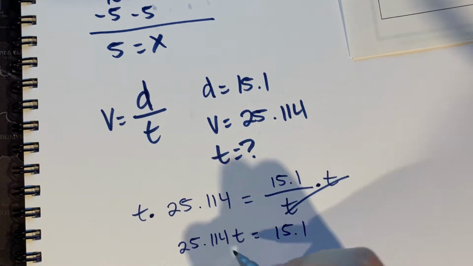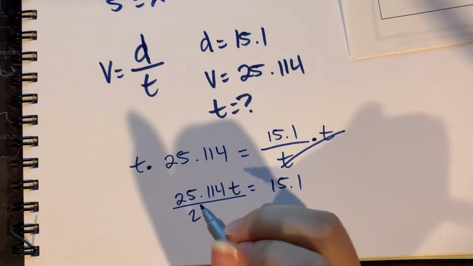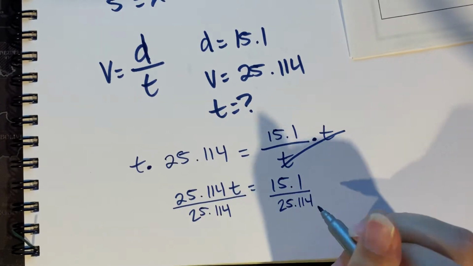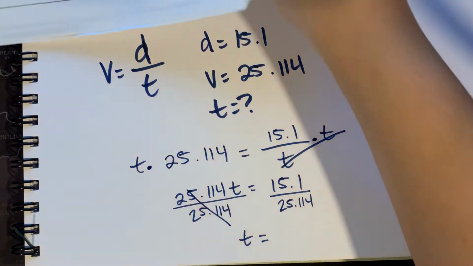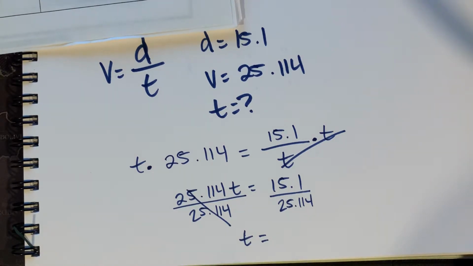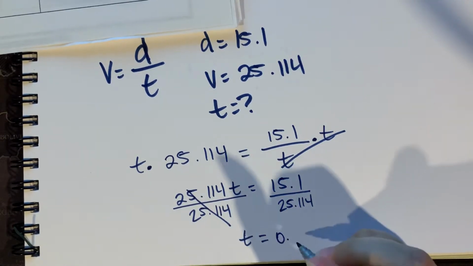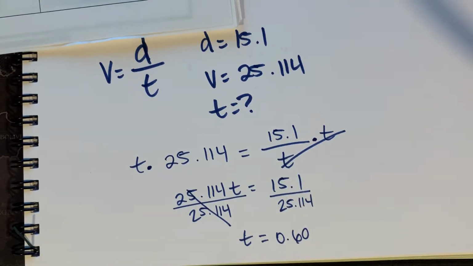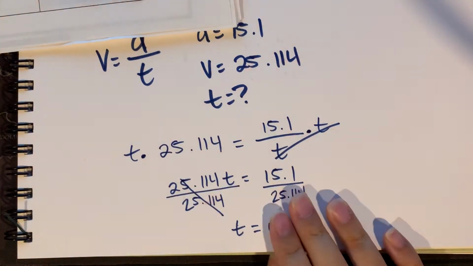Now I'm going to continue to try to get t by itself. Because these two are being multiplied, all I have to do is divide by 25.114, which cancels out on this side. You're left with t is equal to 15.1, put in my calculator, divided by 25.114. So t I should be getting is 0.60, we're going to round it. Some of y'all, I'm pretty sure you did 0.601. That's fine too. But a lot of it is just learning how to rearrange the equation.